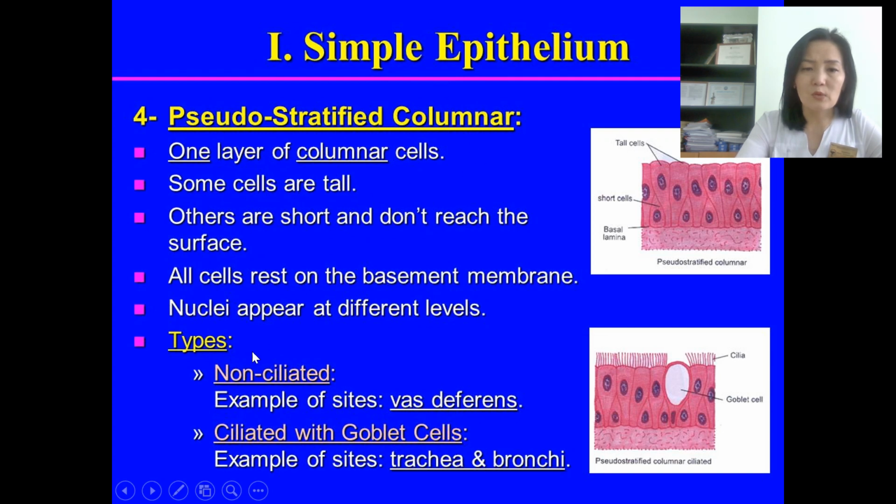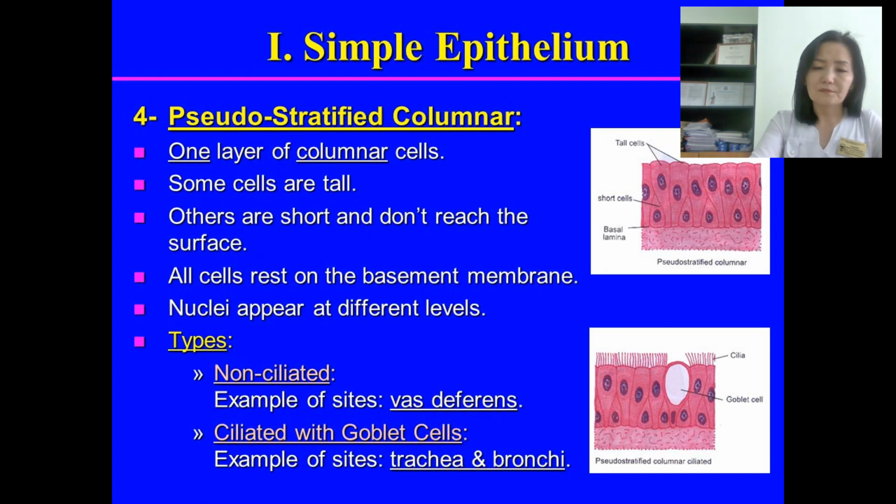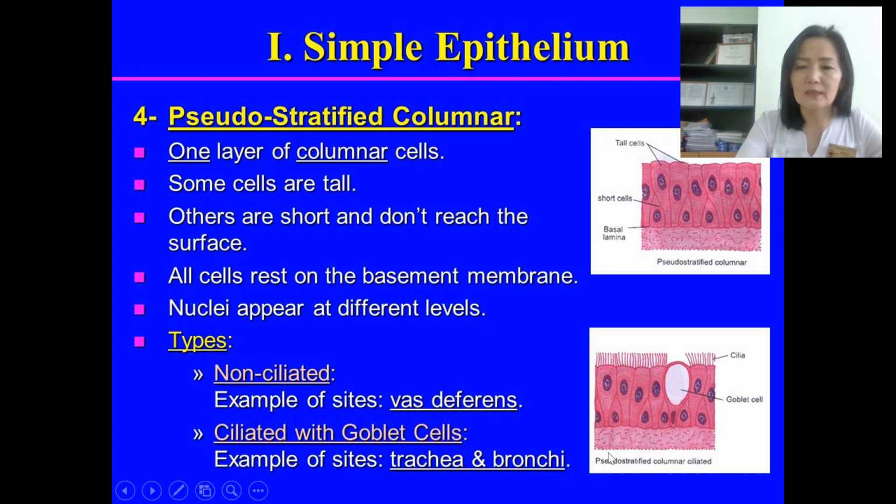This type of epithelium is also divided into two types: non-ciliated and ciliated epithelium. Ciliated epithelium can be located in the trachea and bronchi. Why ciliated epithelium? Because on the apical surface of this type of epithelium, we can see cilia. These structures are cilia.